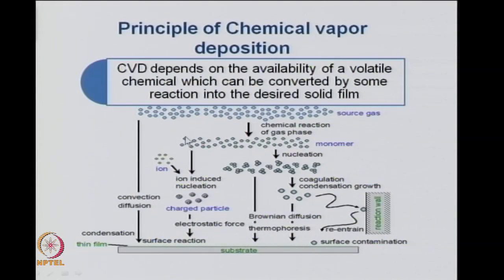Or there are these monomers which form from the chemical reaction of the gaseous phase. This can be targeted using ions, and that is called ion induced nucleation. So, you target these monomers which are formed from the gas phase which has been generated from your initial volatile chemical. If you bombard with ions, you get ion induced nucleation, and these ion induced nuclei are charged particles, and then you can apply an electrostatic force on the charged particles and direct them onto the substrate. So, by that method also you can make a coating. So, you have this substrate. A substrate can be a disc which is polycrystalline or single crystalline, and on top of this substrate these molecules will start adhering and condense and will result in a thin film.